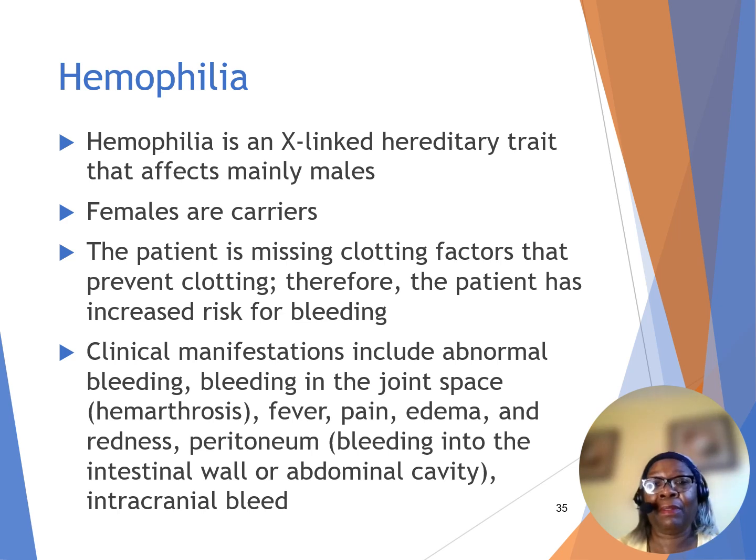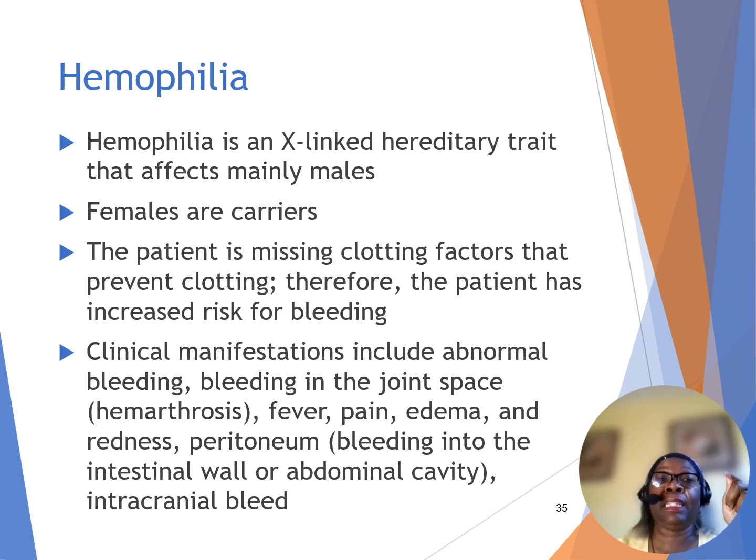Acquired, remember we said some diseases are congenital, you're born with, some are acquired. Okay, acquired hemophilia can affect both men and women, but this form of the disease is rare. Okay, clinical manifestations include abnormal bleeding, bleeding in the joint space, which we call hemarthrosis, fever, pain, edema, and redness, bleeding into the peritoneum, intestinal wall or the abdominal cavity, and intracranial bleeding.